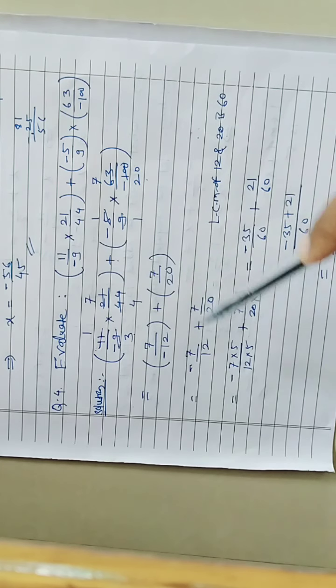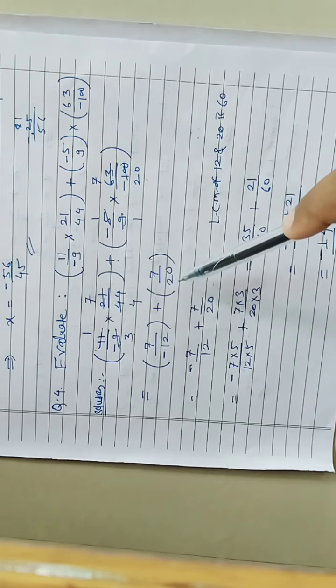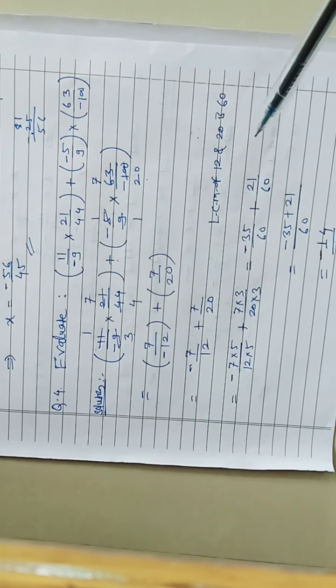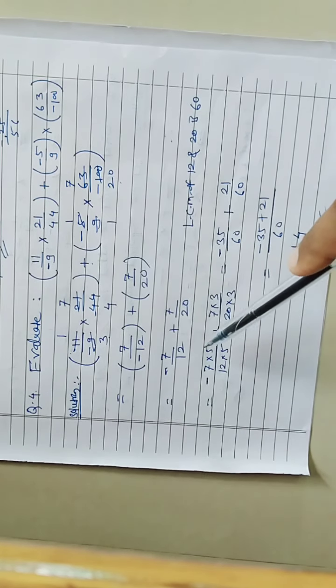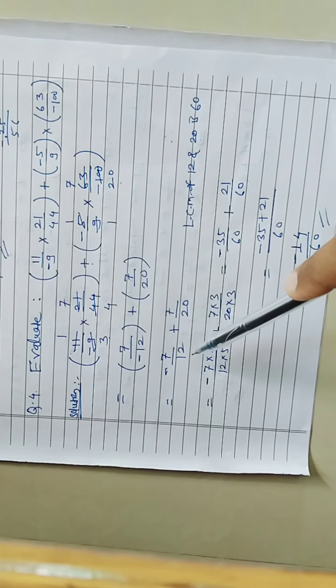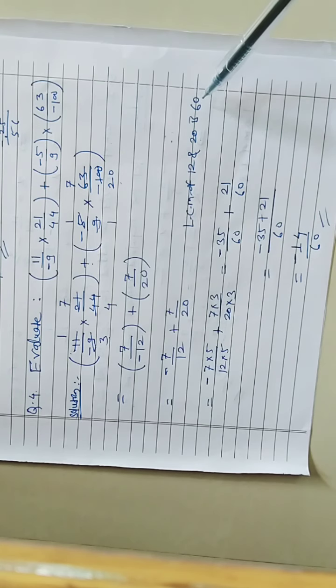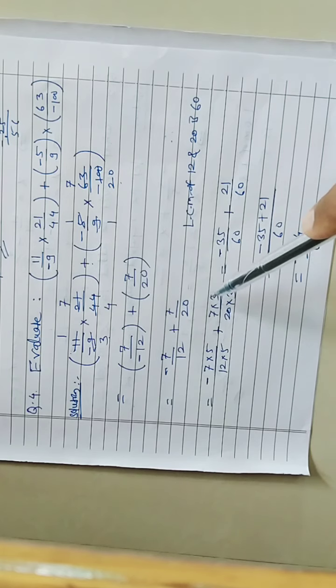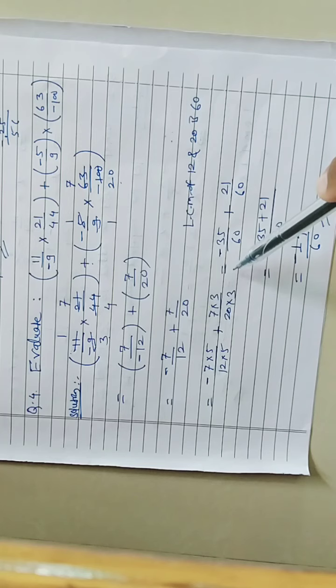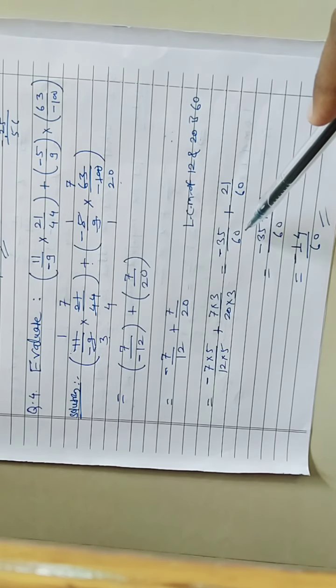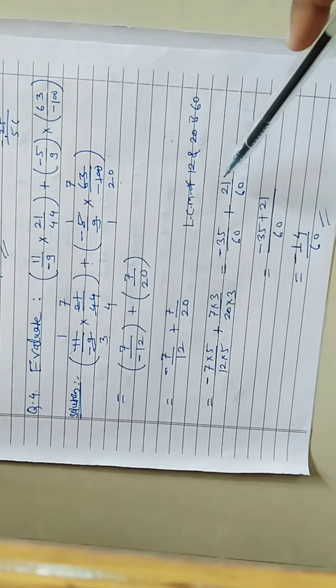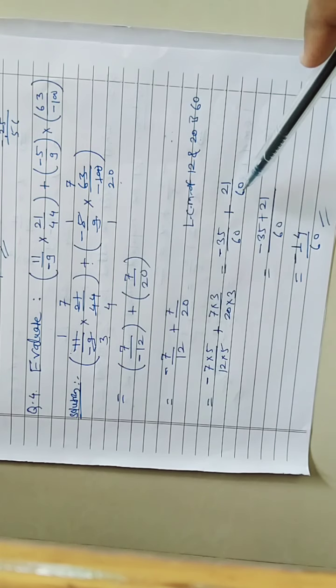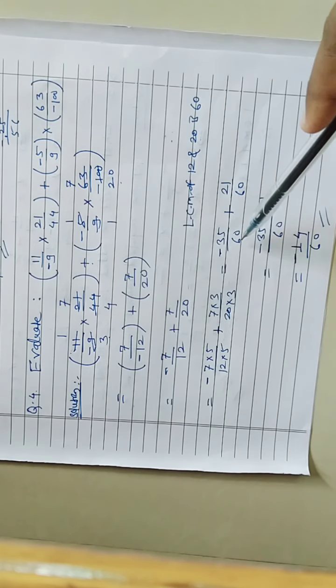Now see, the LCM of 12 and 20 is 60. So therefore, which is equal to minus, we will make the denominator the same as the LCM 60. So minus 7 multiplied by 5 divided by 12 multiplied by 5, plus 7 multiplied by 3 divided by 12 multiplied by 3. Which is equal to minus 35 divided by 60 plus 7 3s are 21 divided by 60. So the LCM is the same.